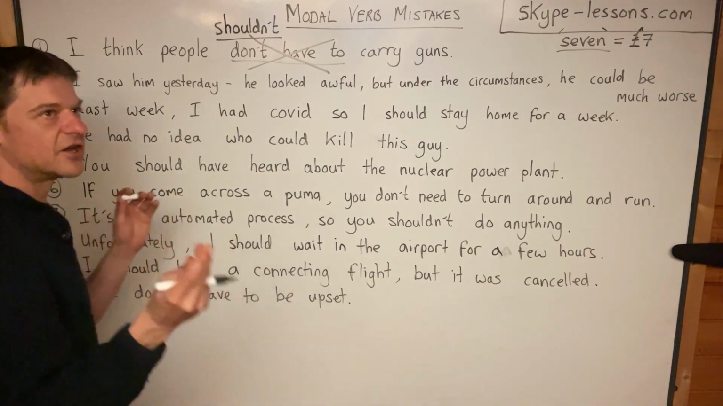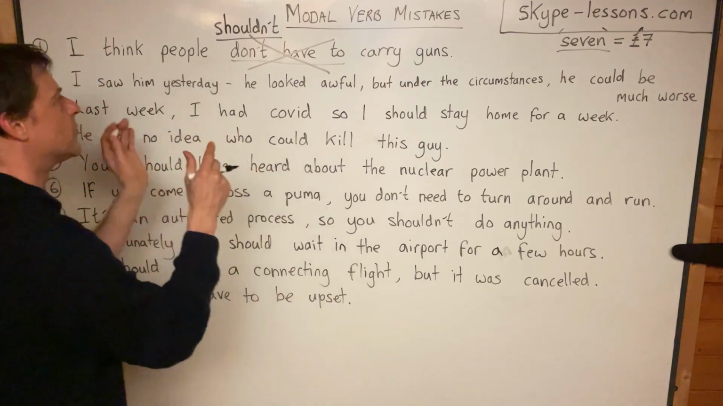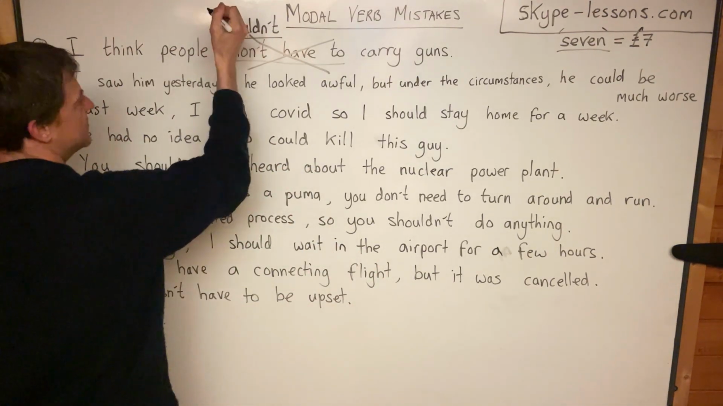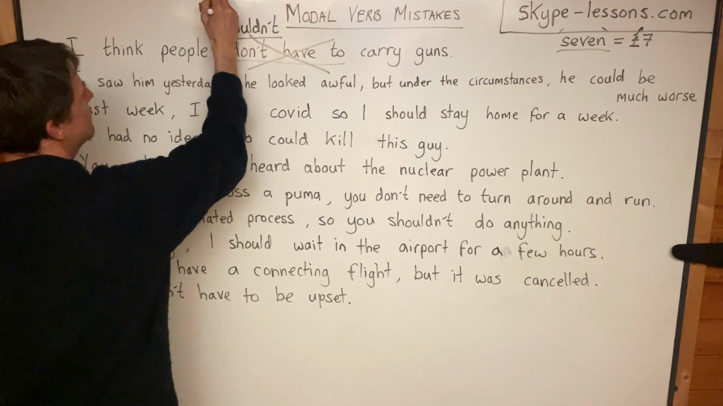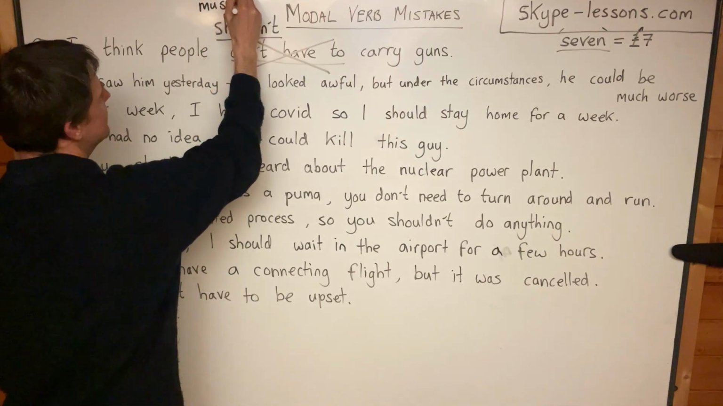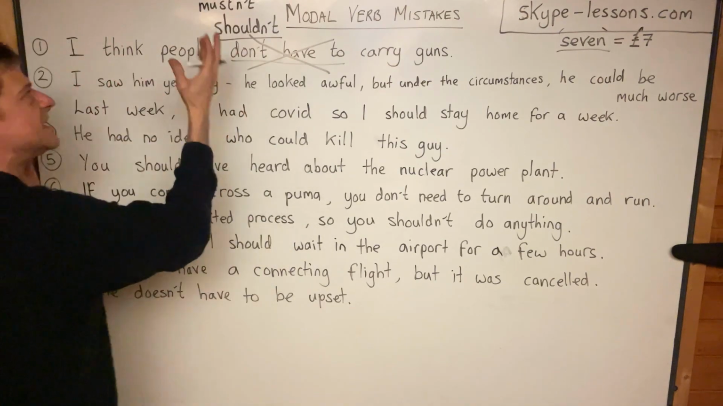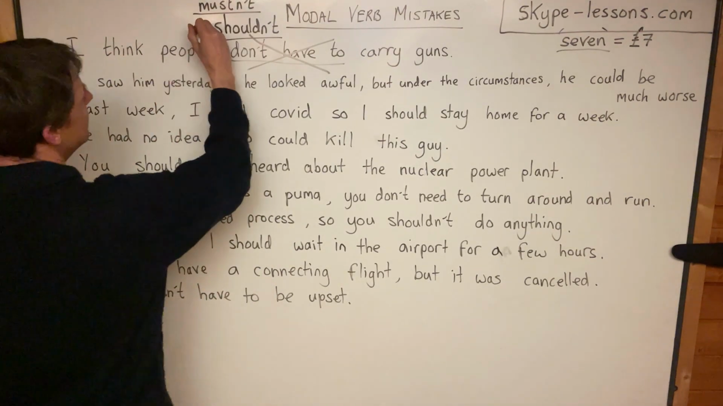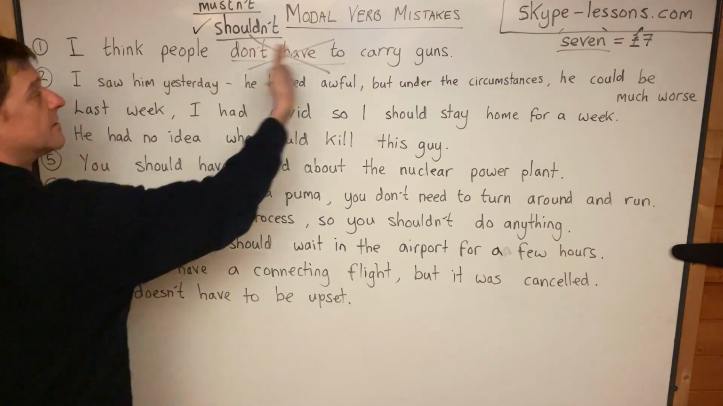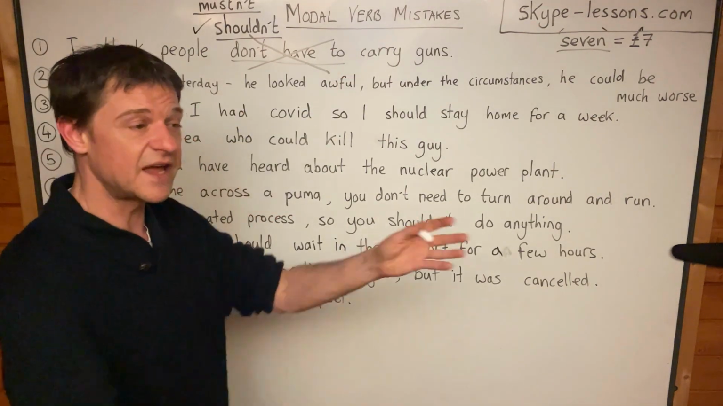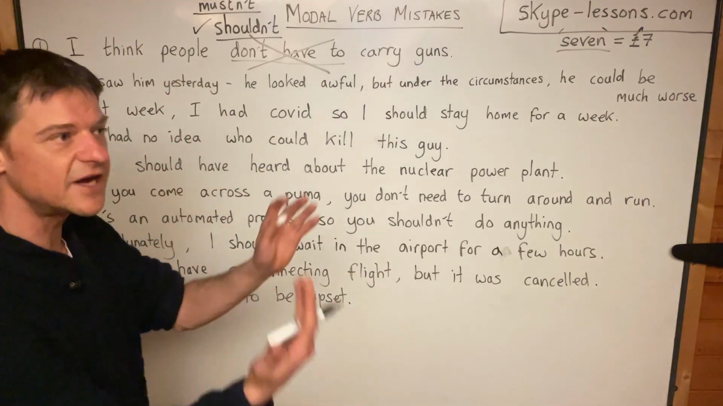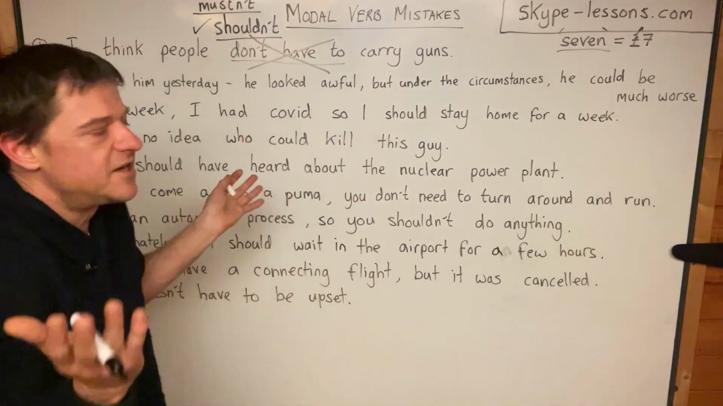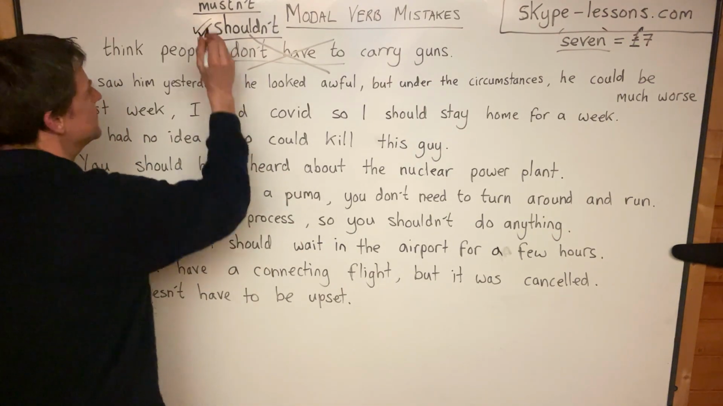You might argue, well, Dave, what about illegal? I think it should be illegal. Okay, you might say then, I think people mustn't carry guns, must not carry guns. I think that it should be illegal. That sounds stronger to me, mustn't, but shouldn't actually sounds the best, in my opinion, for that sentence, because you are saying it's a bad idea, it's dangerous if people carry guns. If that's the case, shouldn't is best.